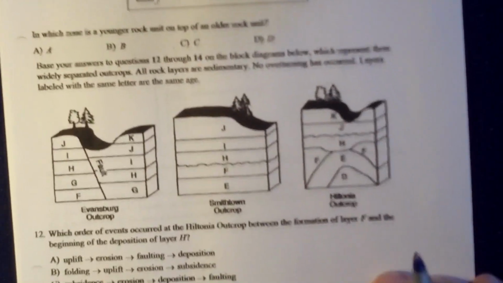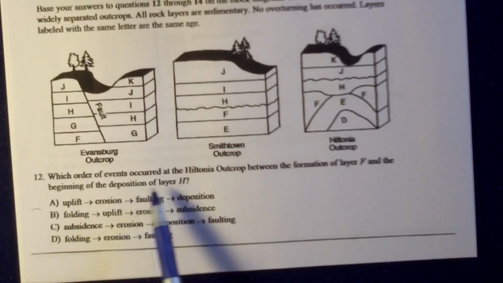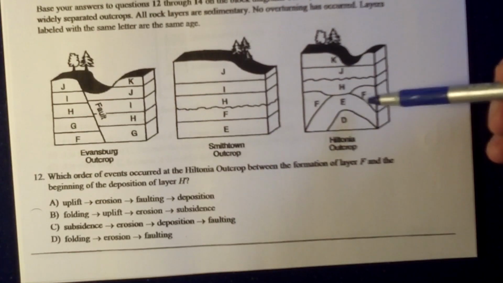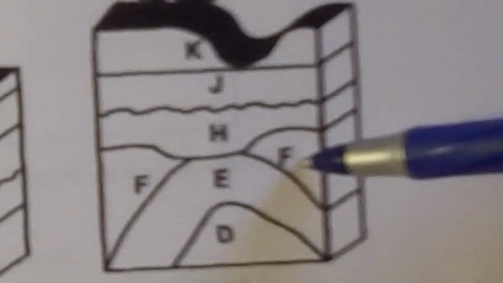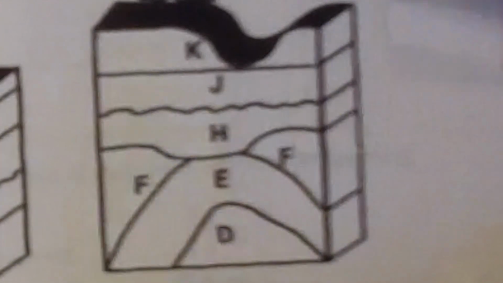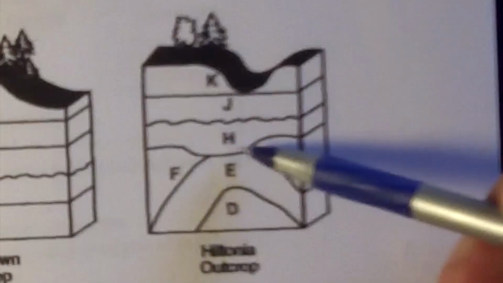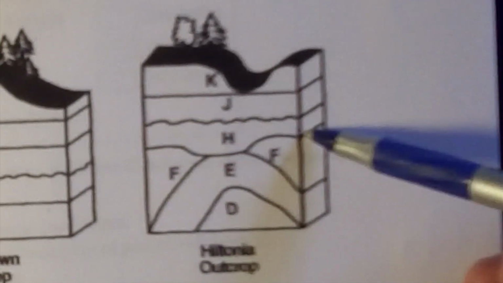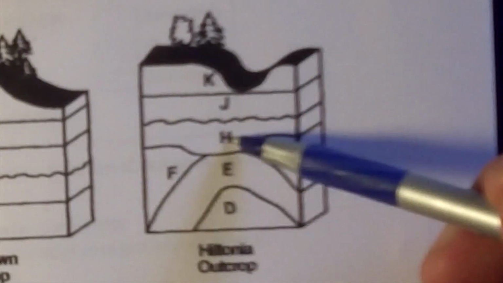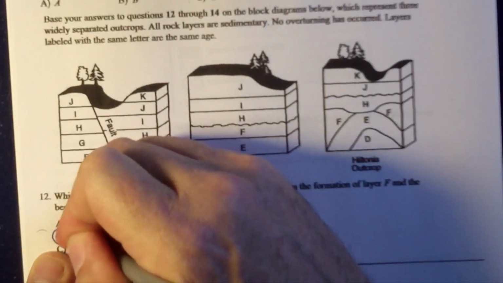All right, in this next question, number 12, which order of events occurred at the Tonyia outcrop between formation of layer F and the beginning of H? So first we had horizontal deposition. So we know I had deposition, and you notice that this whole area has been folded. So I'm moving towards something with folding. Then I see a truncated fold here, which means I have an erosional zone right here. So that's an unconformity, which would be uplift and then some erosion, and then letter H would be subsidence and new deposition. So the best choice here would be letter B.